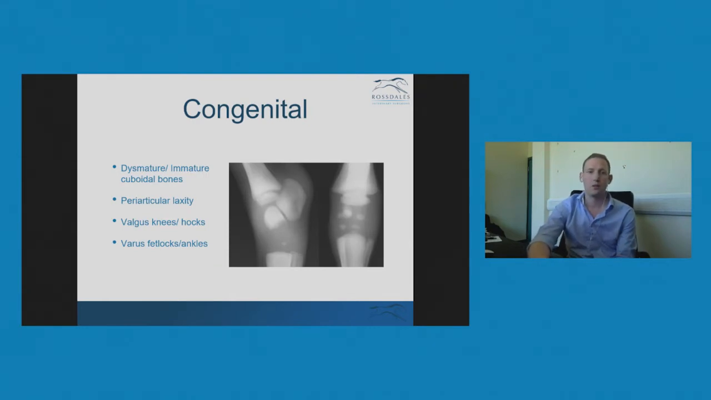And starting off with congenital causes, dysmature or immature cuboidal bones in the hock and the carpus are a relatively common cause of severe congenital angular limb deformities, along with periarticular laxity. In my mind, and there's no data confirming this, these often lead to a valgus deformity of knees and hocks, whereas varus fetlocks, although there's a heritability aspect to them, tend to develop over the first few weeks of life.